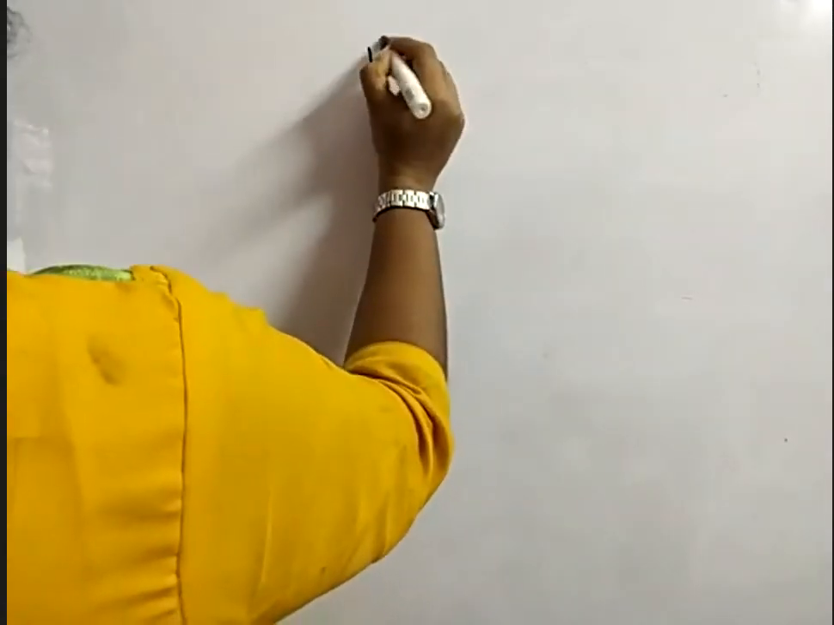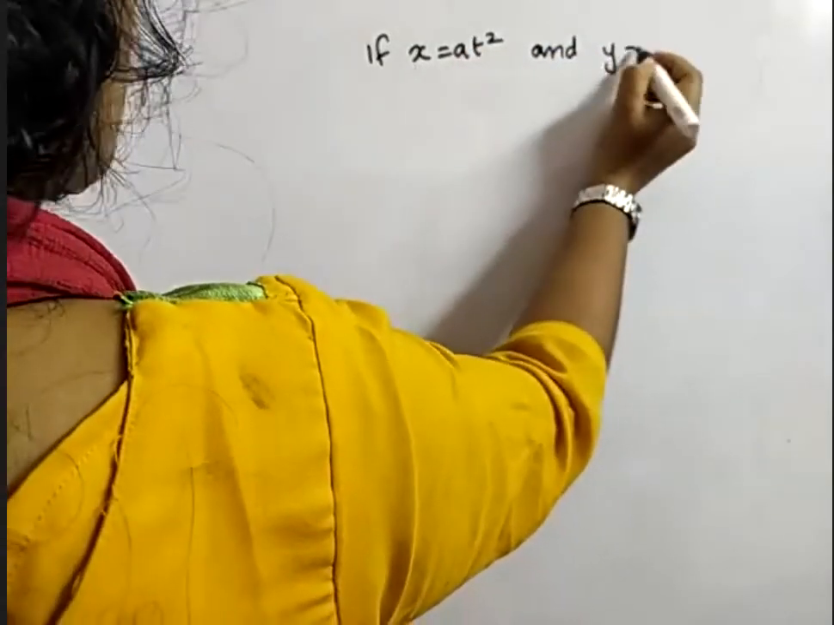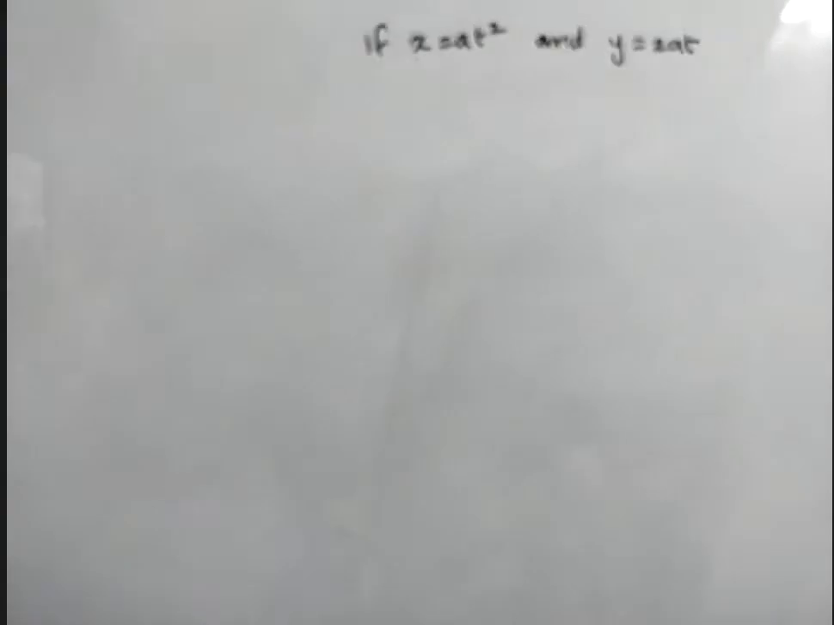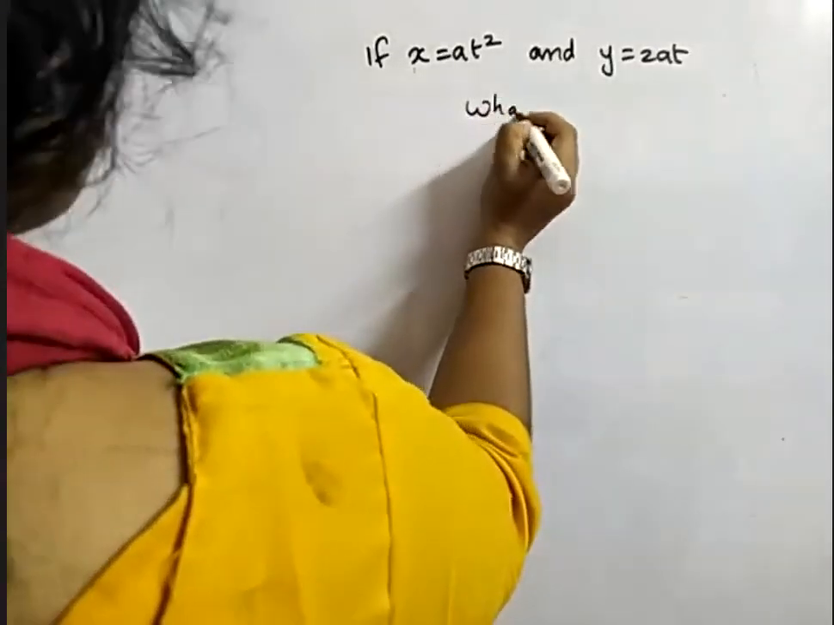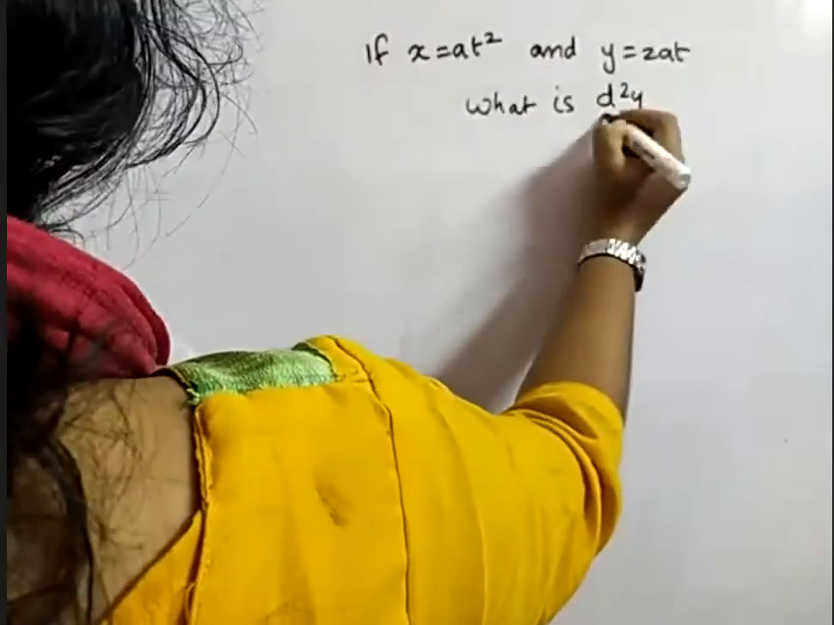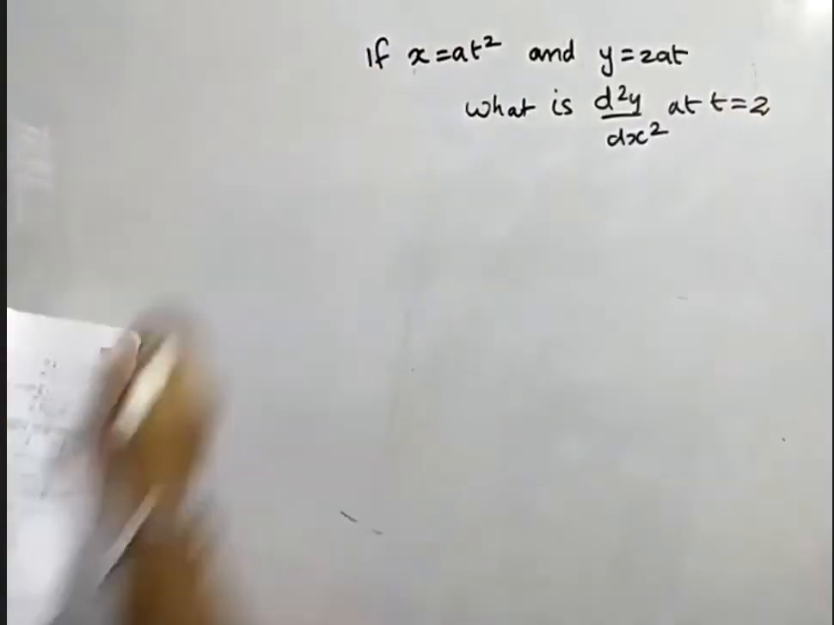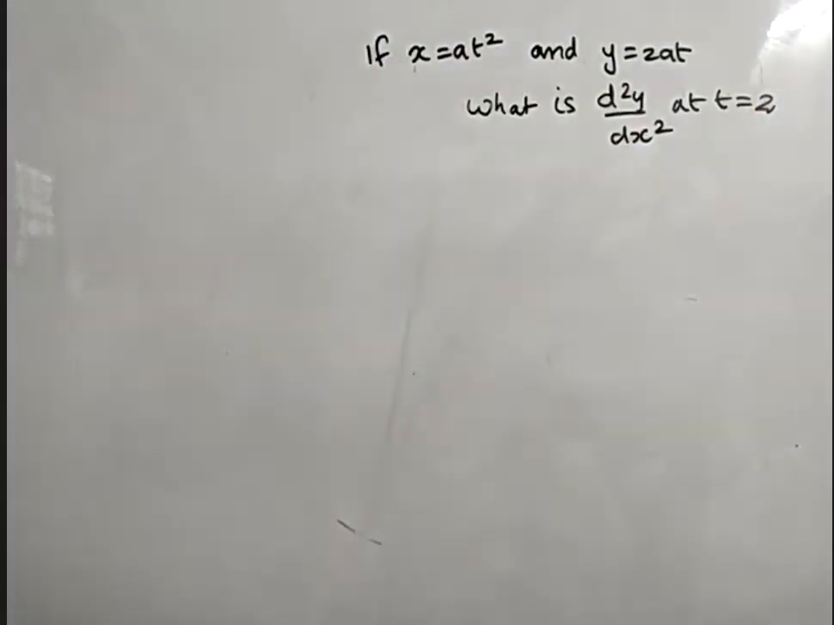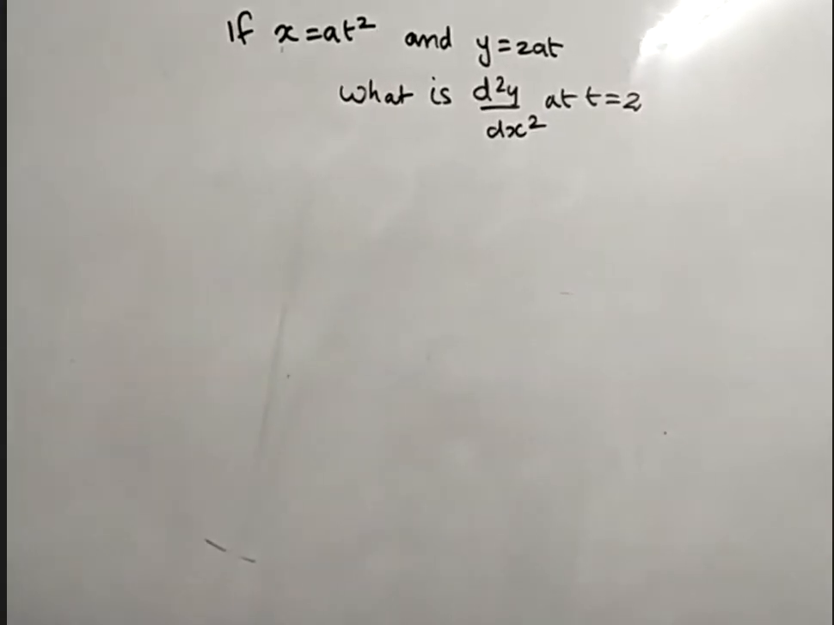If x is equal to 8t square and y is equal to 2at, what is d square y by dx square at t is equal to 2? If x is equal to 8t square and y is equal to 2at, what is d square y by dx square at t is equal to 2?